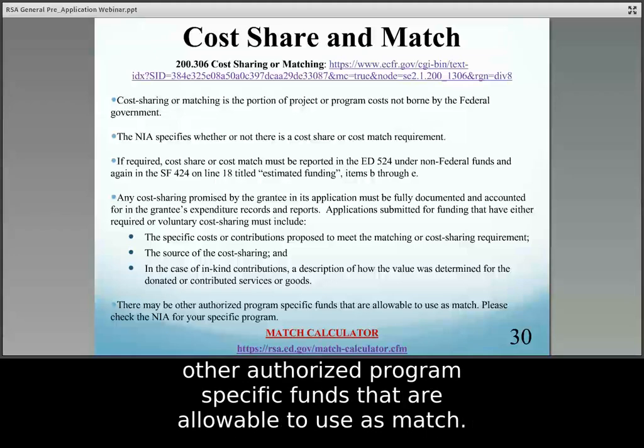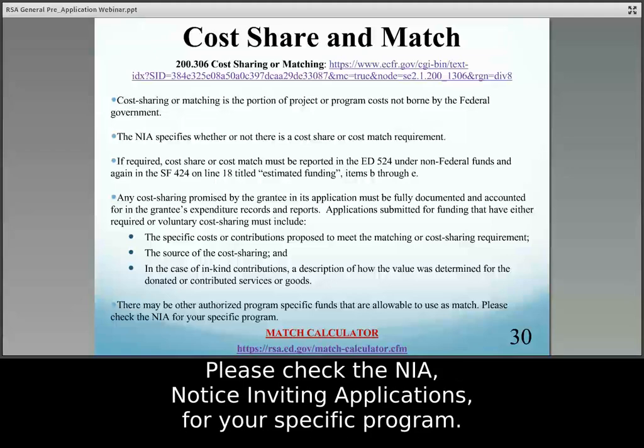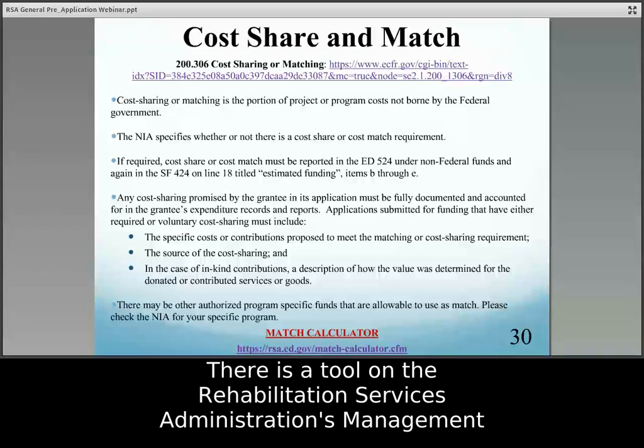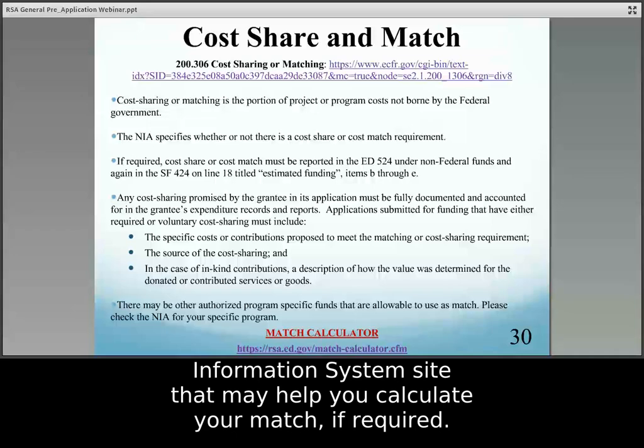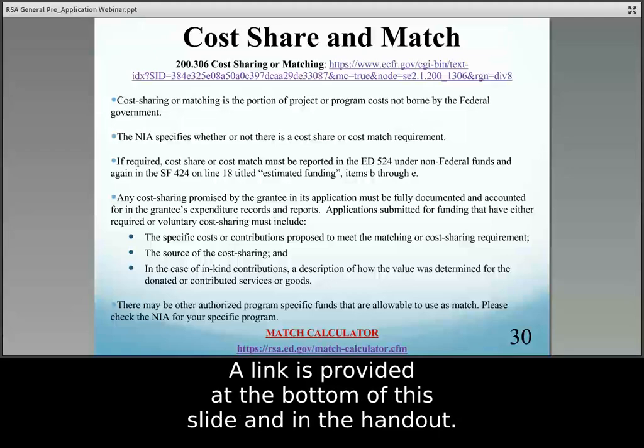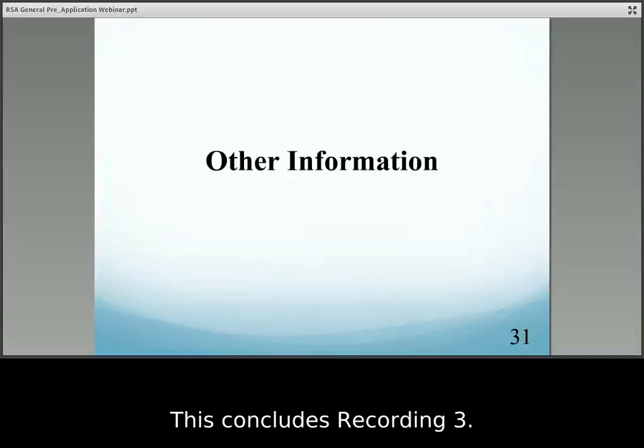There may be other authorized program-specific funds that are allowable to use as match. Please check the NIA notice inviting applications for your specific program. There is a tool on the Rehabilitation Services Administration's Management Information System site that may help you calculate your match if required. A link is provided at the bottom of this slide and in the handout. This concludes recording 3.